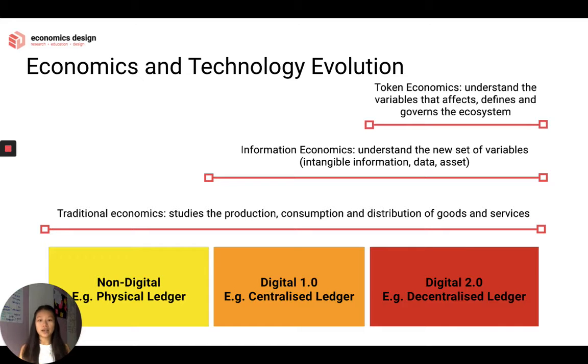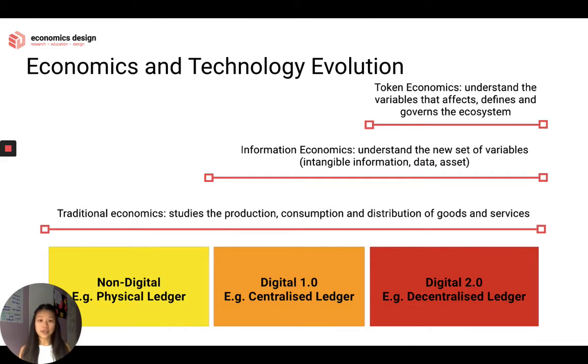but instead of being governed by a central authority, it's now governed by a decentralized authority, or decentralized community or organization. And that's where token economics comes in. What we want to understand is the variables that affect, define, and govern the ecosystem. Because now it's decentralized, how do we coordinate people to work together? How do we coordinate participation? How do we make sure people cooperate? And how are actions governed in this ecosystem?